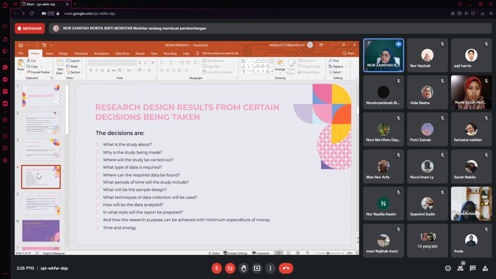What will be the sample design? This is an important question. It must be there. What techniques of data collection will be used? How will the data be analyzed? Sorry, typo there. In what style will the report be prepared? This is something that you're going to be familiar with. And how the research purpose can be achieved with minimum expenditure of money, time and energy. Sometimes that's there, sometimes it's not there.